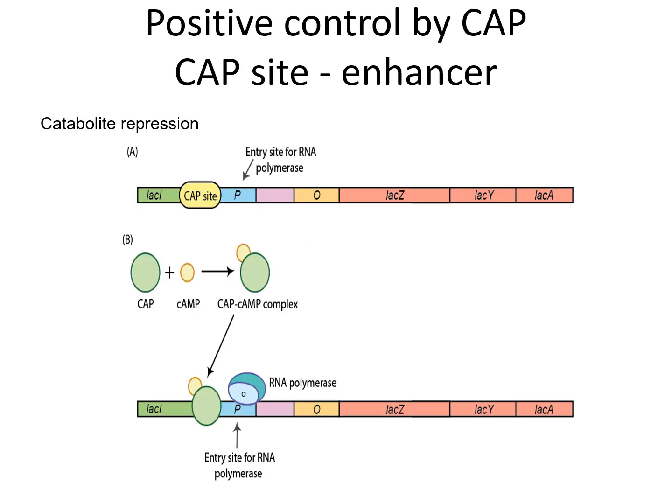And this is the positive control by the CAP, the CAP site, which is an enhancer. Basically, when both glucose and lactose are present, the cell does not make the lac protein. The repression of the synthesis of the lac protein by glucose is called catabolite repression, which involves two regions in the promoter. One is the binding site for the RNA polymerase, and the other is the binding site for another regulatory protein, the catabolite activator protein, CAP.